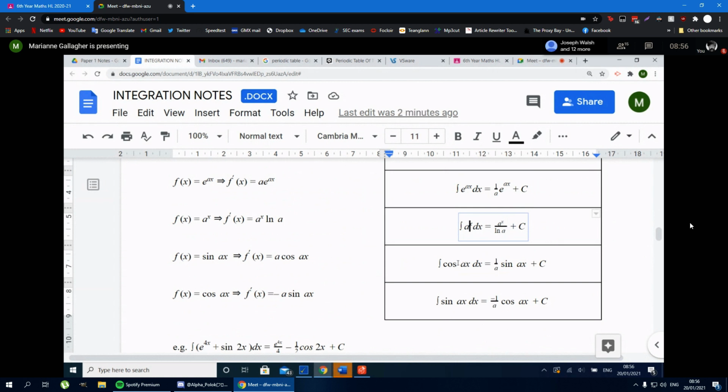For sine and cosine in the tables, you only get the formula without the a. So you have to remember to stick in the 1 over a. And this one here is in the table. So if you're not sure what to do, go back and look at the e to the ax and say, okay, it's 1 over a. And sine and cosine the same. It's 1 over a and 1 over a. Okay, and the minus is there already.